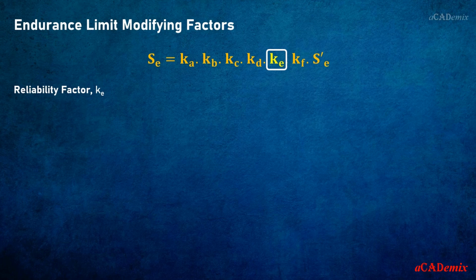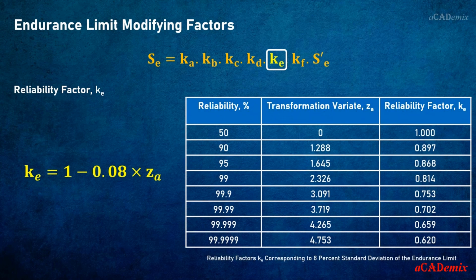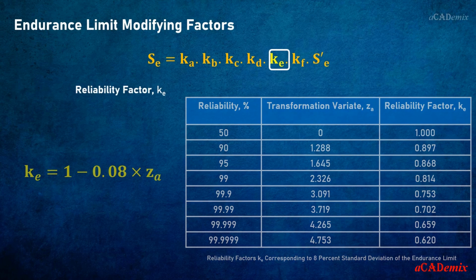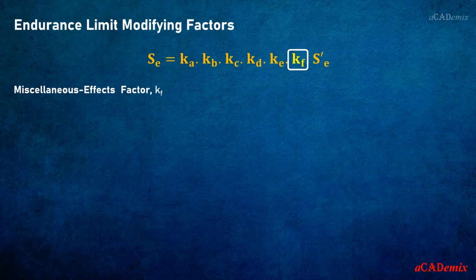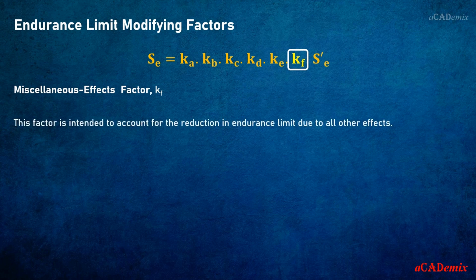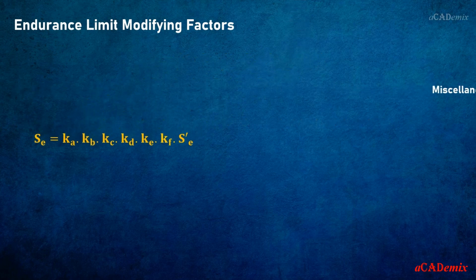The fifth one is the reliability factor. Here we have to account for the scatter of data as we have shown in the SN diagram earlier. Thus, the reliability modification factor that has to be accounted for is written like this. The value of transformation variate is shown in the table. The sixth one is miscellaneous effect factor. This factor is intended to account for the reduction in endurance limit due to all other effects. It is really intended as a reminder that these factors must be accounted for because actual values of miscellaneous effect factor are not always available.